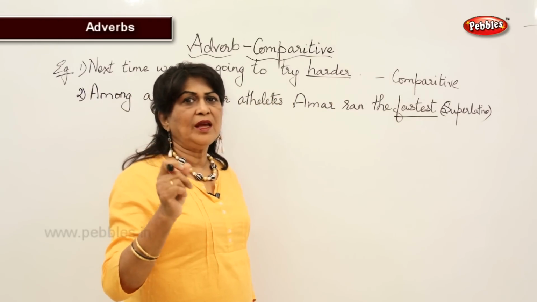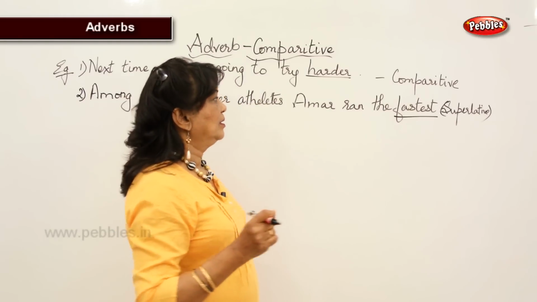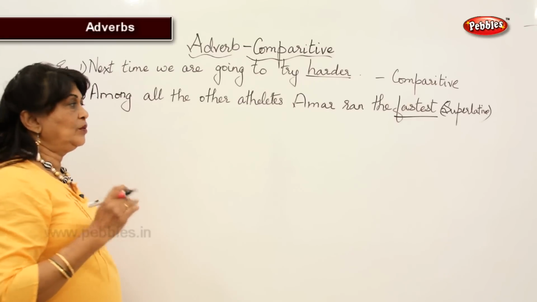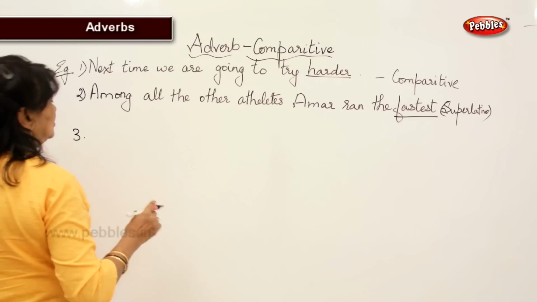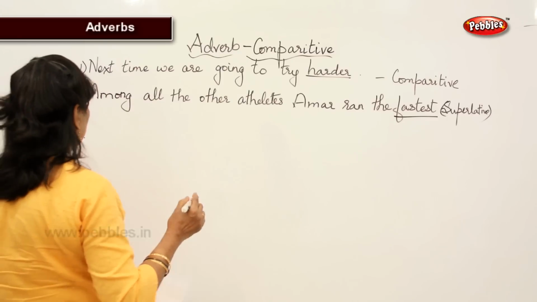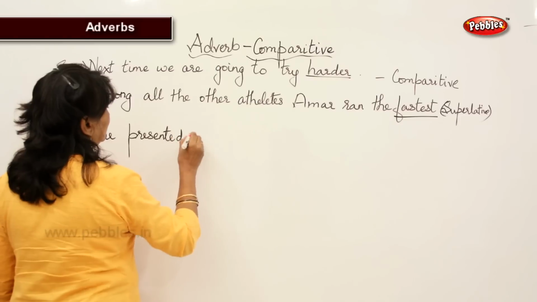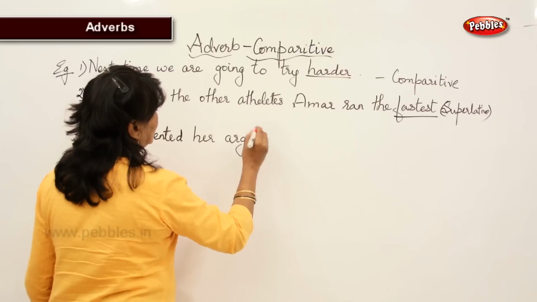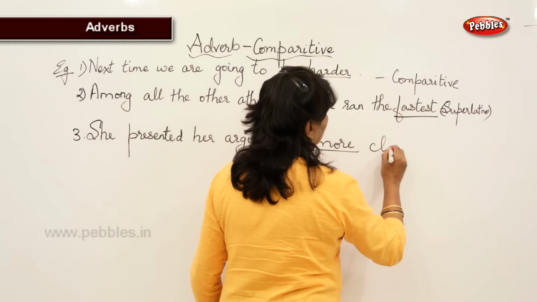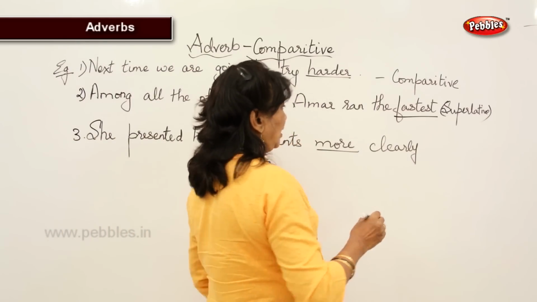Hard is one syllable. Okay. Hard. So, to a one syllabled word we add er. Fast, fastest. Okay. This also is one syllable, fast, and we add est. Now, we are going to see how we are going to do for more than one syllable. She presented her arguments more clearly than anybody else.